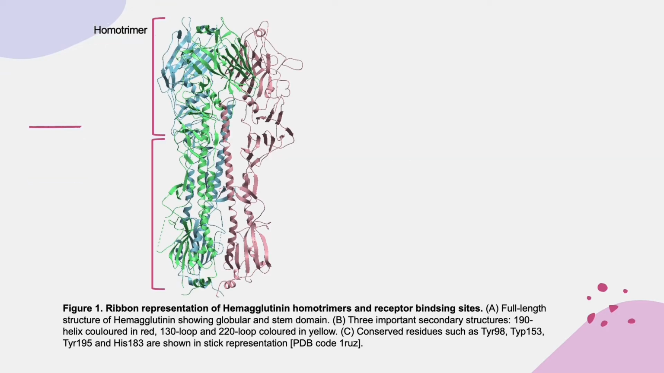I first select hemagglutinin to review its function, 3D structures, and inhibitor binding sites. The hemagglutinin in influenza virus A is a homotrimer protein embedded in the envelope and covers the viral surface, which binds to sialic acid-containing receptors and promotes viral entry.